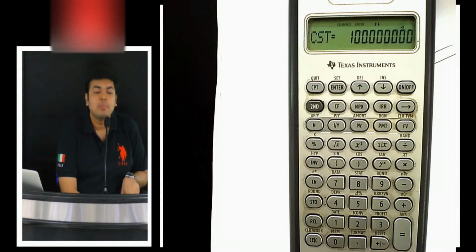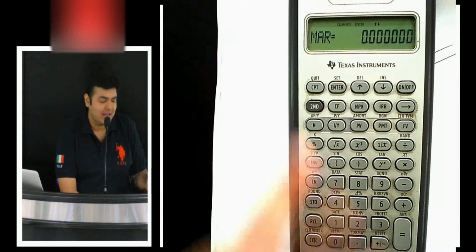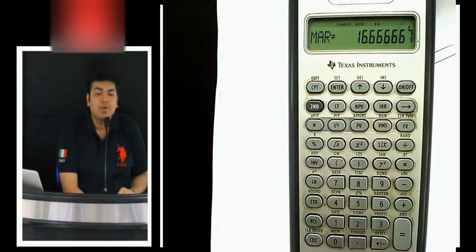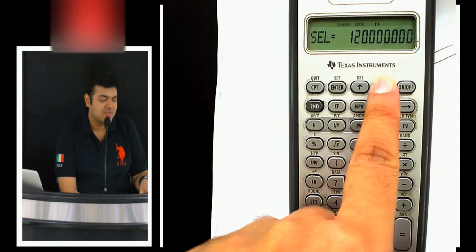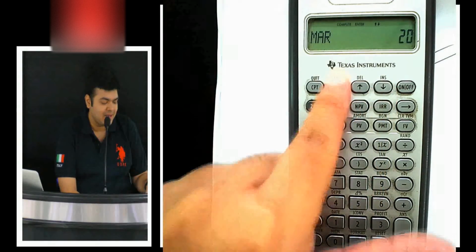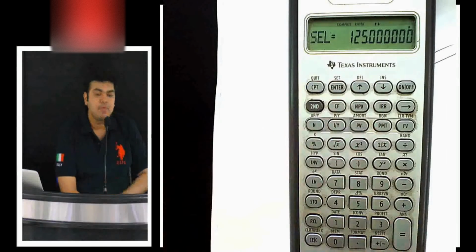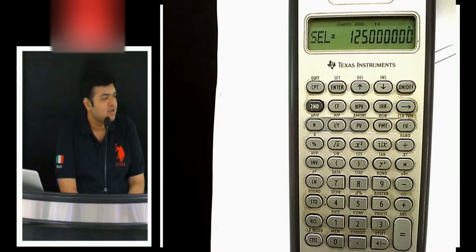See, even if you switch off and switch on your calculator, your numbers will not get deleted, your values will not get deleted. Arrow down, cost is 100 I entered, selling price is 120 I entered, margin compute 16.67%. It is not profit percentage, it is a margin that is given by this one. So cost, selling price, margin you can compute. Say for example, if my margin is equal to 20, enter. What is my selling price? Compute 125. So entering cost, selling price and margin, and that could do the trick.